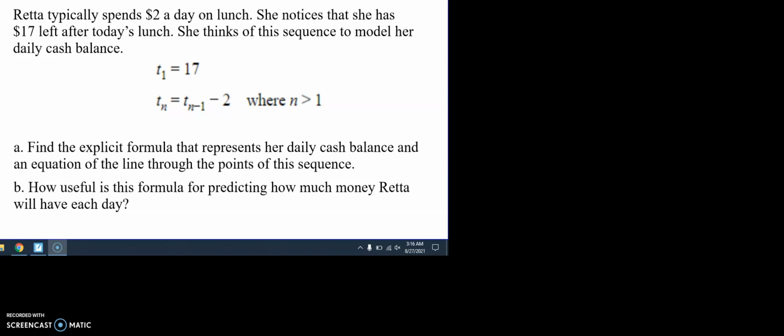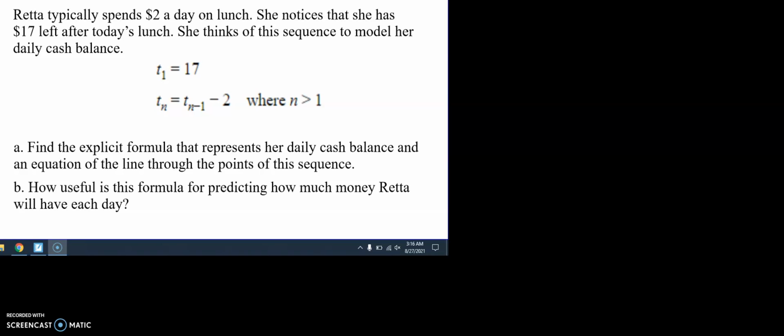We're going to skip the graph problem and move on to this one here. So typically this person spends $2 a day for lunch. She notices that she has $17 left after today's lunch. She thinks of a sequence to model her daily cash. Write the explicit formula for this that will allow her to represent her balance, and an equation, so a linear equation, of a line through the points of the sequence.